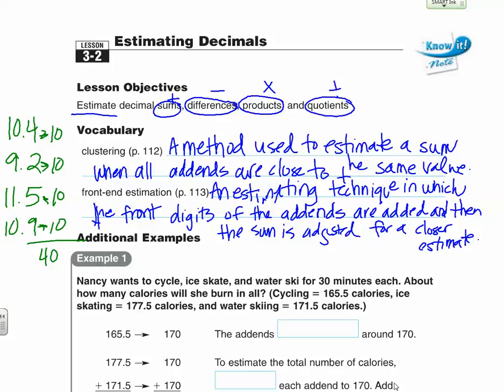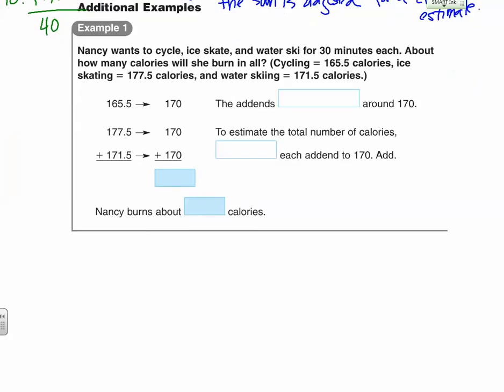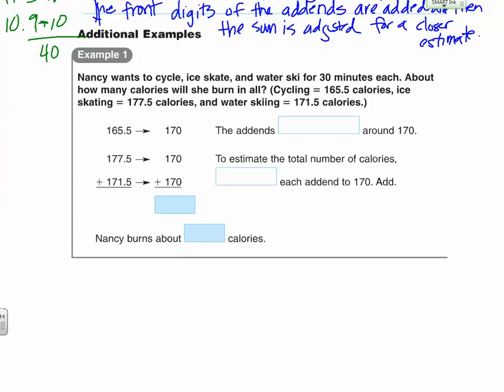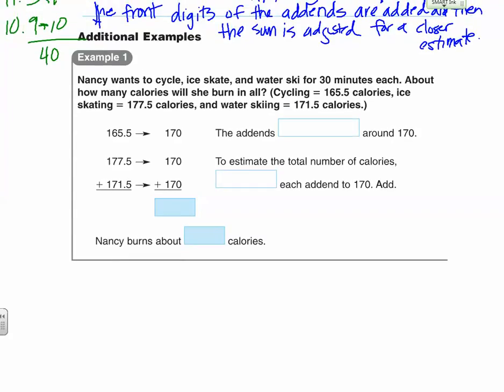So let's go ahead and move on down and take a look at example 1. It states that Nancy wants to cycle, ice skate, and water ski for 30 minutes each. That sounds important. I'm going to go ahead and circle that. 30 minutes each. About, Panthers, that word is telling us we're not looking for an exact answer here. We can go ahead and use estimation. So about how many calories, here's my question, how many calories will she burn in all?